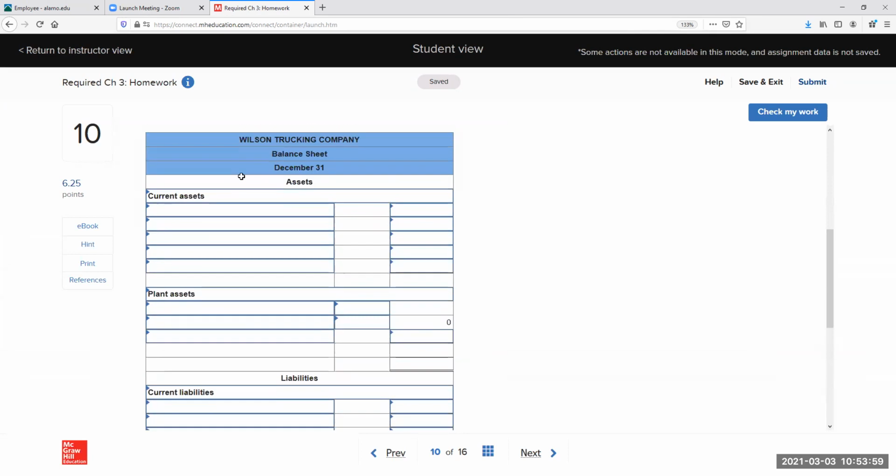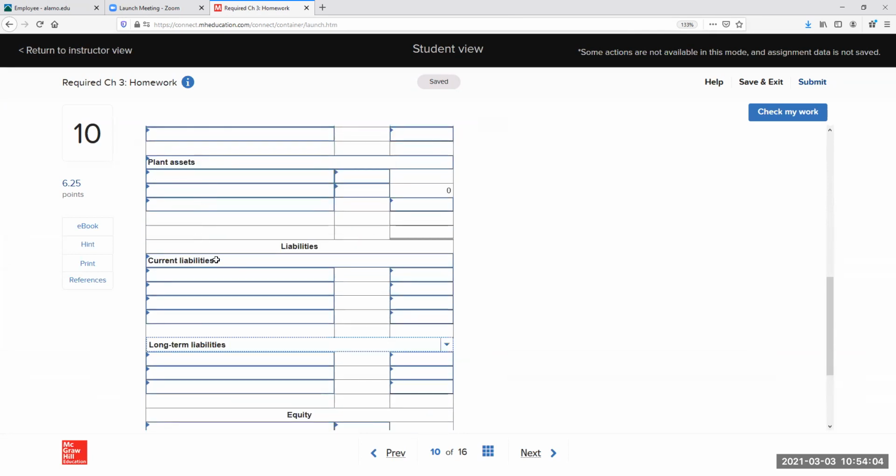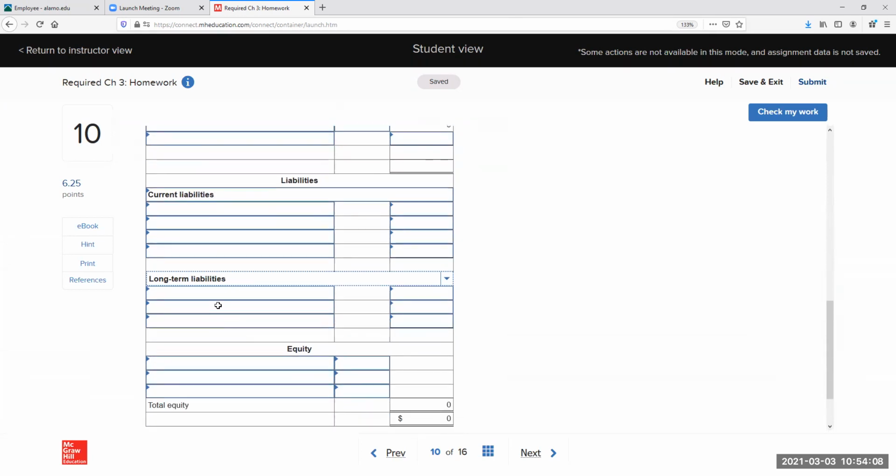So current assets, consumed within a year. Plant assets, they last longer than a year. Current liabilities, what you owe people within a year. And long-term liabilities, where your debts are greater than a year. So if y'all have a car loan and you have it 4 years, what you owe in the next 12 months goes here, and what you owe for years 2, 3, and 4 goes down here.